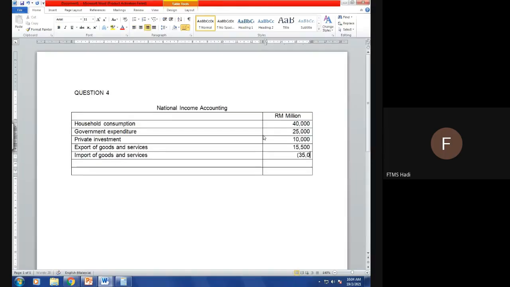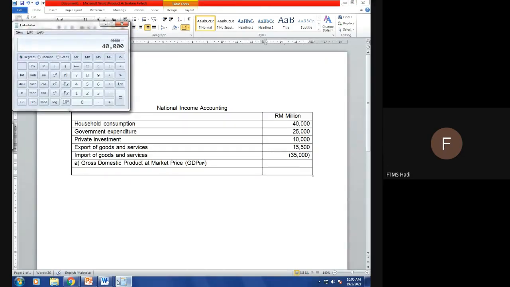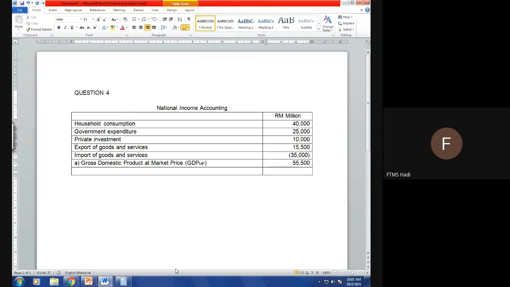Okay, so for question A, GDP at market price. Press the calculator: 40,000 plus 25,000 plus 10,000 plus 15,500 minus 35,000, which is 55,500. So that's the first part.